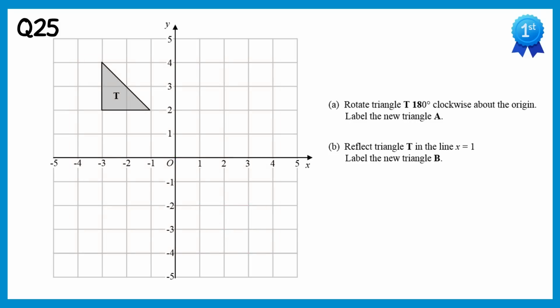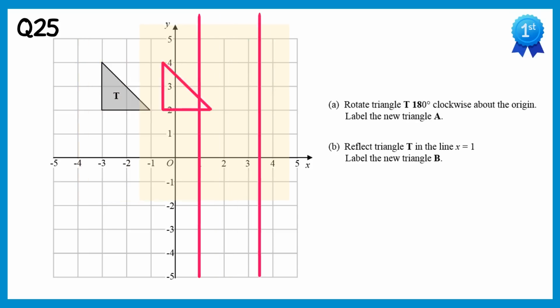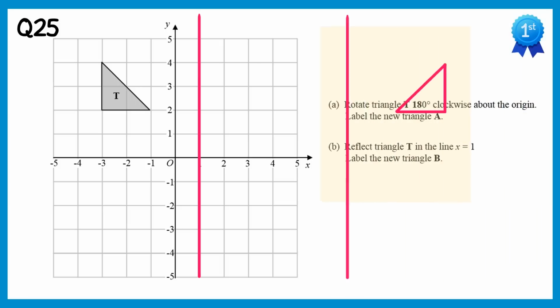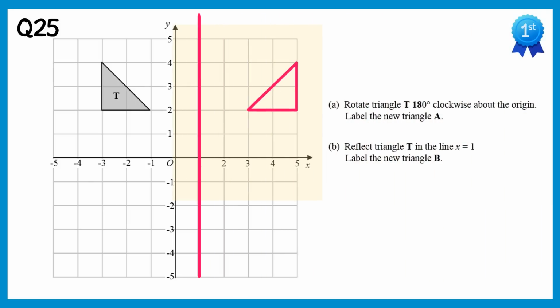For part B, we need to do a reflection in the line x equals 1. So we'll trace the shape again, and then also draw on the line x equals 1. X equals 1 is a vertical line that goes through 1 on the x-axis like this. Then take your tracing paper, turn it over, and line up the line again, and you'll find out where it needs to go. So this is where triangle B goes.